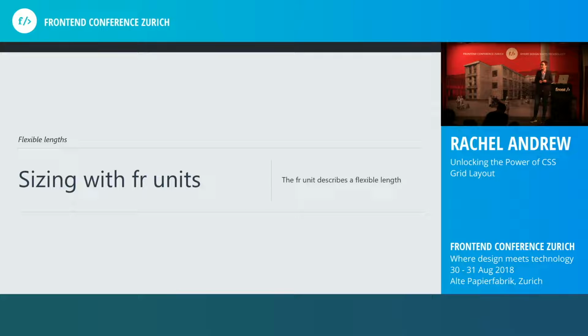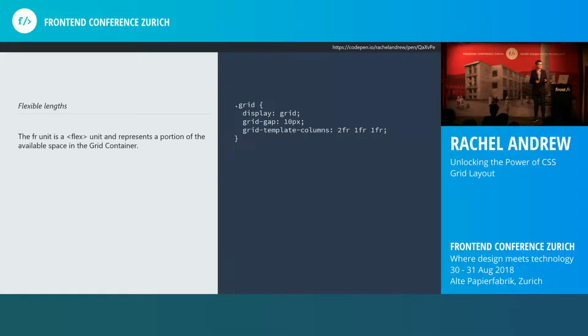So then let's look at the FR unit. This is how we can do our flexible sizing, and this has been designed for grid layout. You don't get an FR unit anywhere else. So a flex unit defines a flexible length, a portion of the space in the grid container.